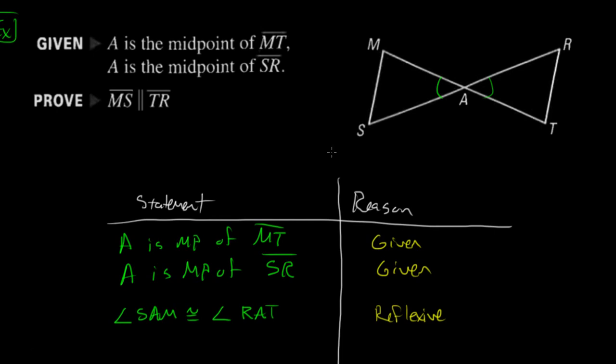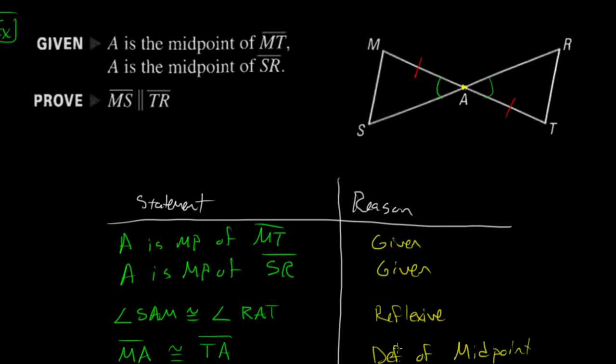I think we could also prove that MA is congruent to AT. Now the reason that's going to be true, so let's write that down. Let's not get ahead of ourselves. So I'm going to say MA, the segment, is congruent to TA. The reason that's true is def of midpoint. Definition of midpoint. If this is the midpoint of the segment MT, then it divides the segment into two congruent parts. Definition of midpoint.